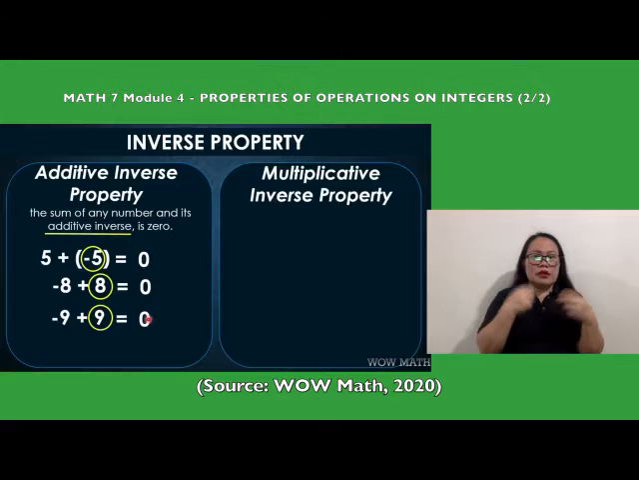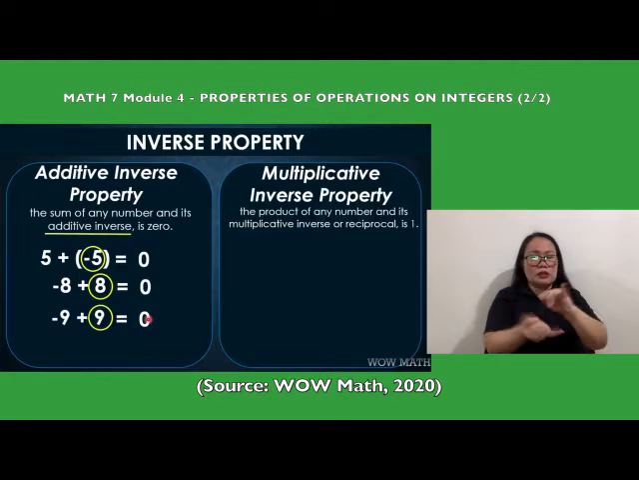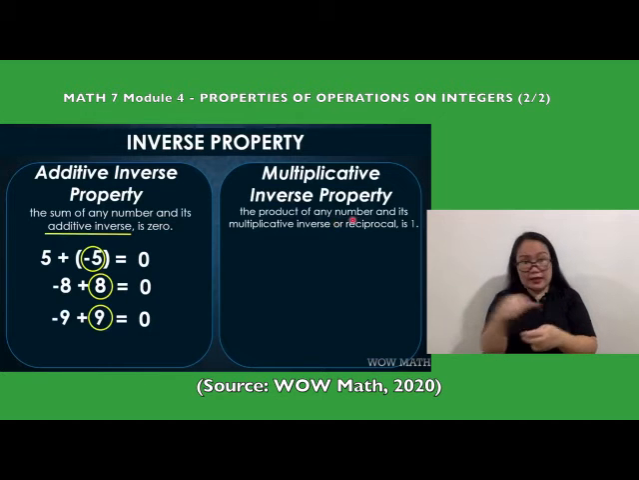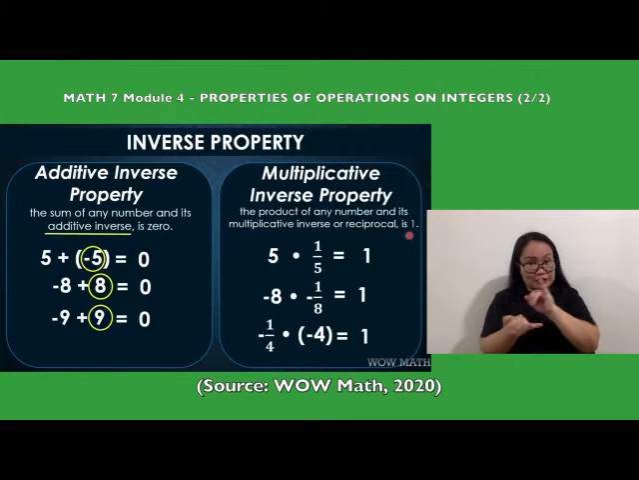Now, let's have multiplicative inverse property. The product of any number and its multiplicative inverse or reciprocal is 1. So, this time, we are referring to multiplication since the word here is product. Okay? So, when we are multiplying any number and its multiplicative inverse o yung tinatawag nating reciprocal, the resulting product is always equal to 1. Let's have an example.